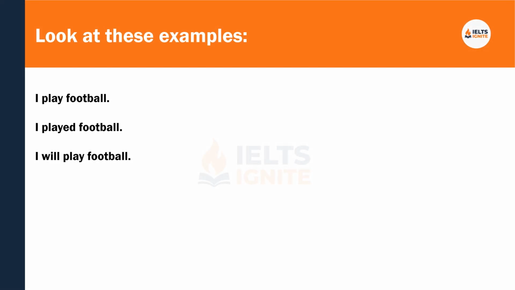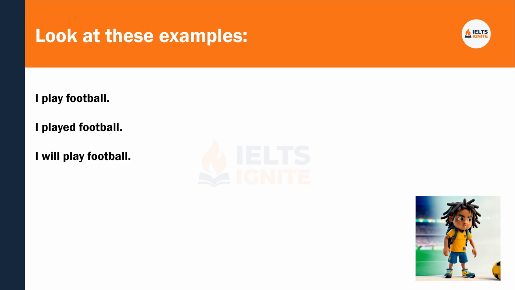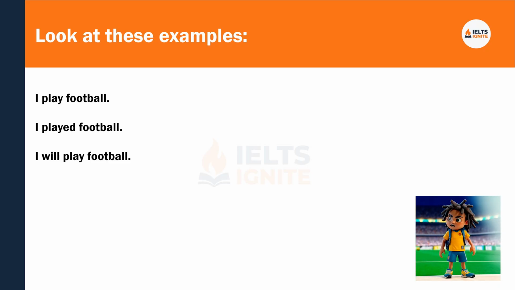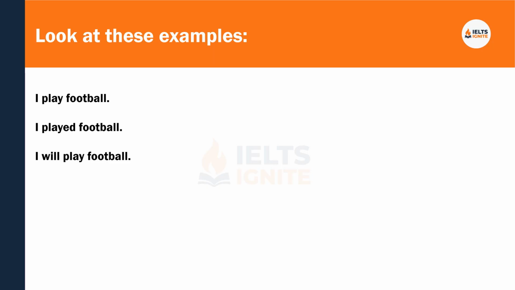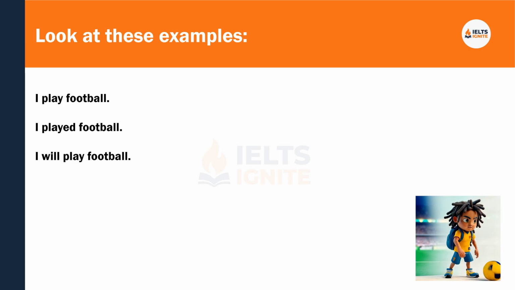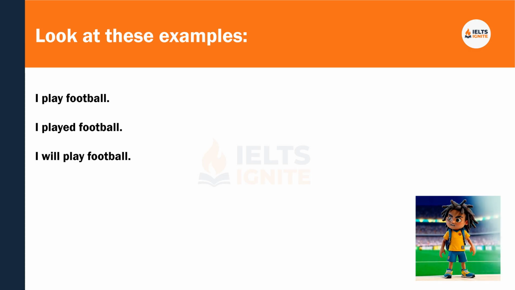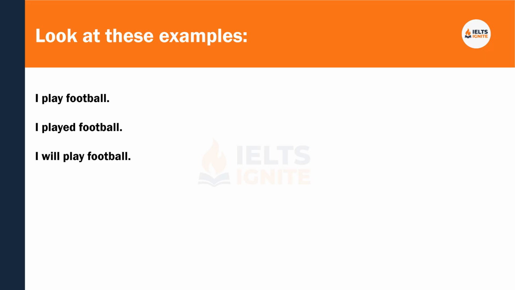Look at these examples. I play football. I played football. I will play football. The action is the same, but the time changes because the verbs change. Play means now, played means before, and will play means later. So, tense is all about time and verb form.